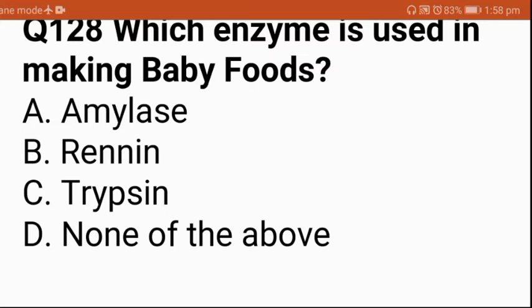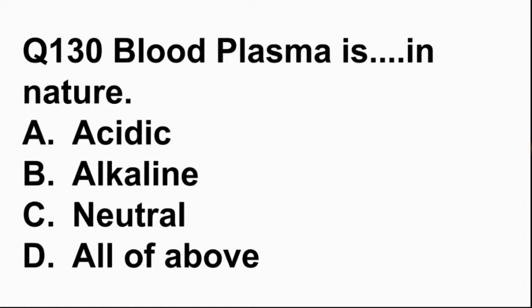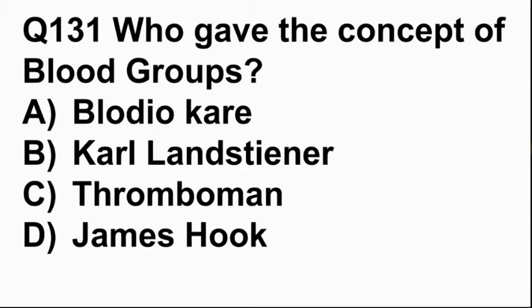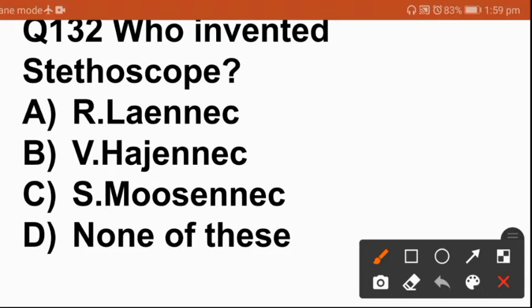Name an enzyme that digests fat. A. Lipase. Blood plasma is blank in nature. B. Alkaline. Who gave the concept of blood groups? B. Karl Landsteiner. Who invented stethoscope? A. R. Laennec.